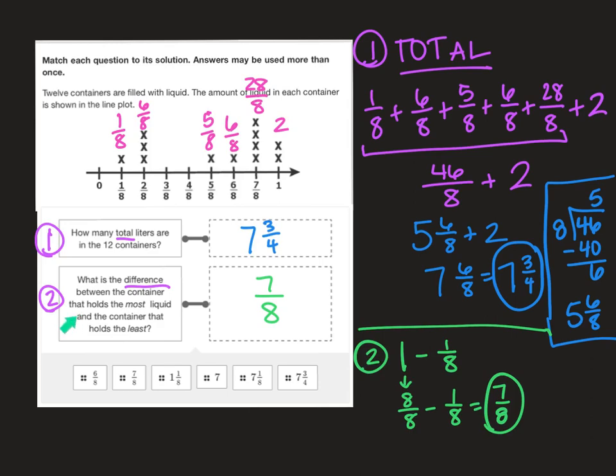All right, number 2, or the second problem on this, was asking for the difference between the most and the least. So all you had to do was say 1 minus 1/8. I know I could change 1 whole to 8 over 8 since I want it to be compatible with the other fraction. And then 8 over 8 minus 1 over 8 is going to leave you with 7/8.